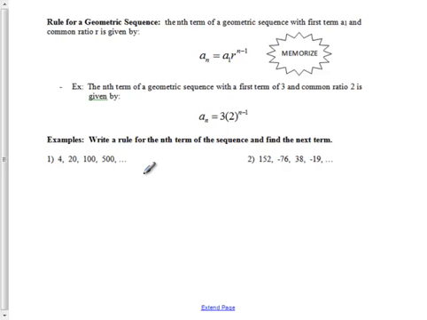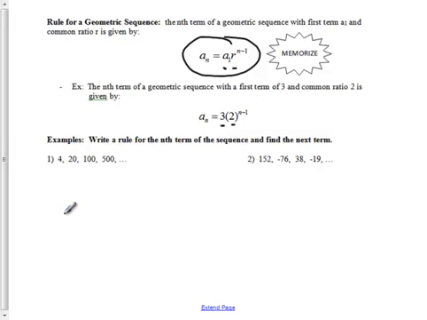Our next objective is to write a rule. Like we had the arithmetic sequence formula, now we have a geometric one. We have a sub n, whatever term we are looking for, equals the first term multiplied by the common ratio raised to the n-1. In this case, our first term is 3, which is why we have 3 right out in front. The common ratio is 2, which is why 2 is in parentheses. We're raising the 2 to the n-1.